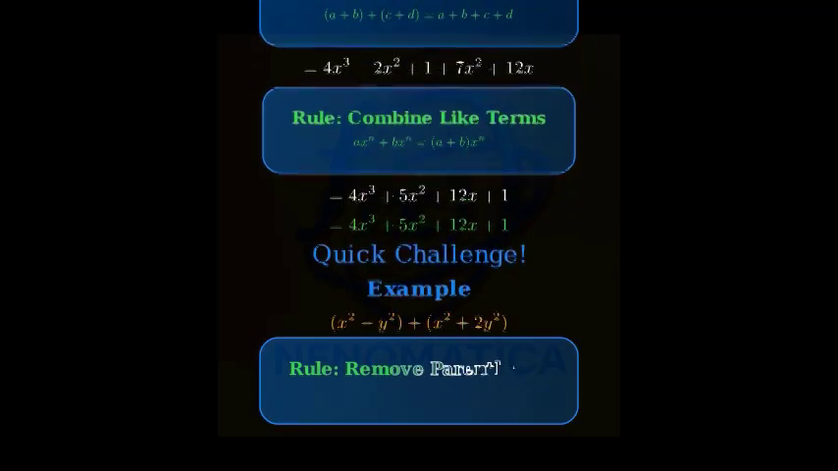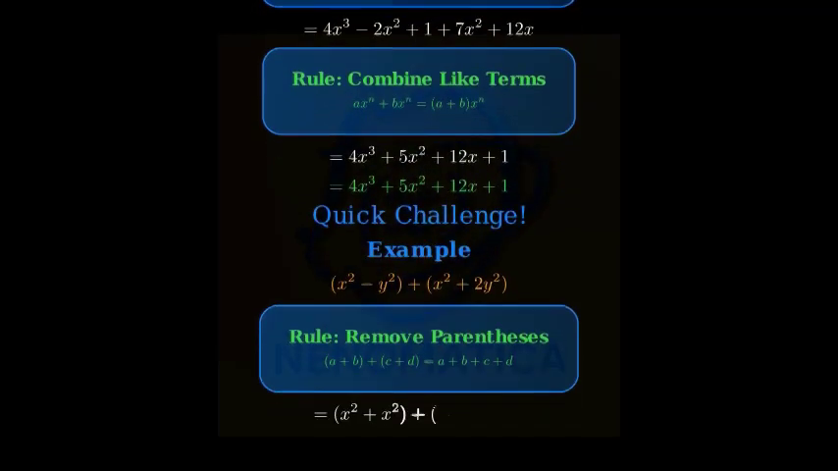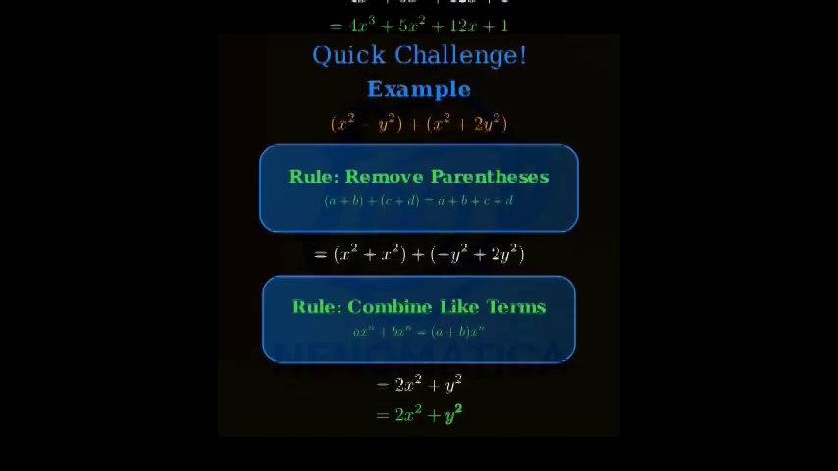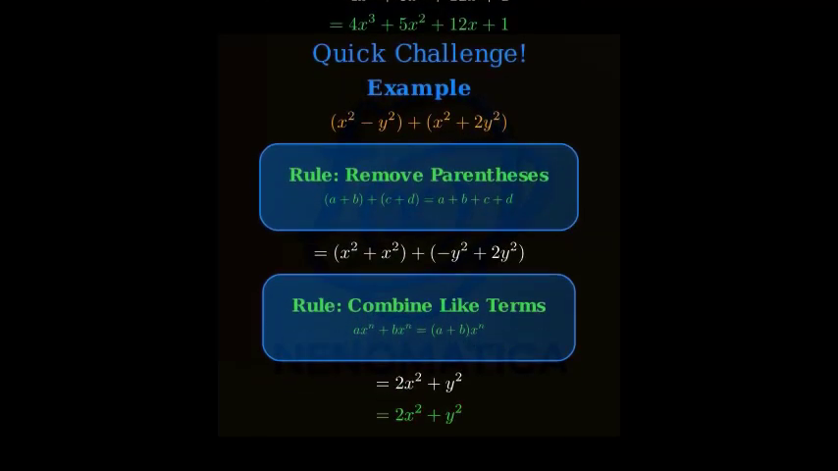Again, we'll remove the parentheses first. This gives us x squared minus y squared plus x squared plus 2y squared. Now let's combine like terms. For the x squared terms, we have x squared plus x squared, which gives us 2x squared. For the y squared terms, we have negative y squared plus 2y squared, which equals y squared.